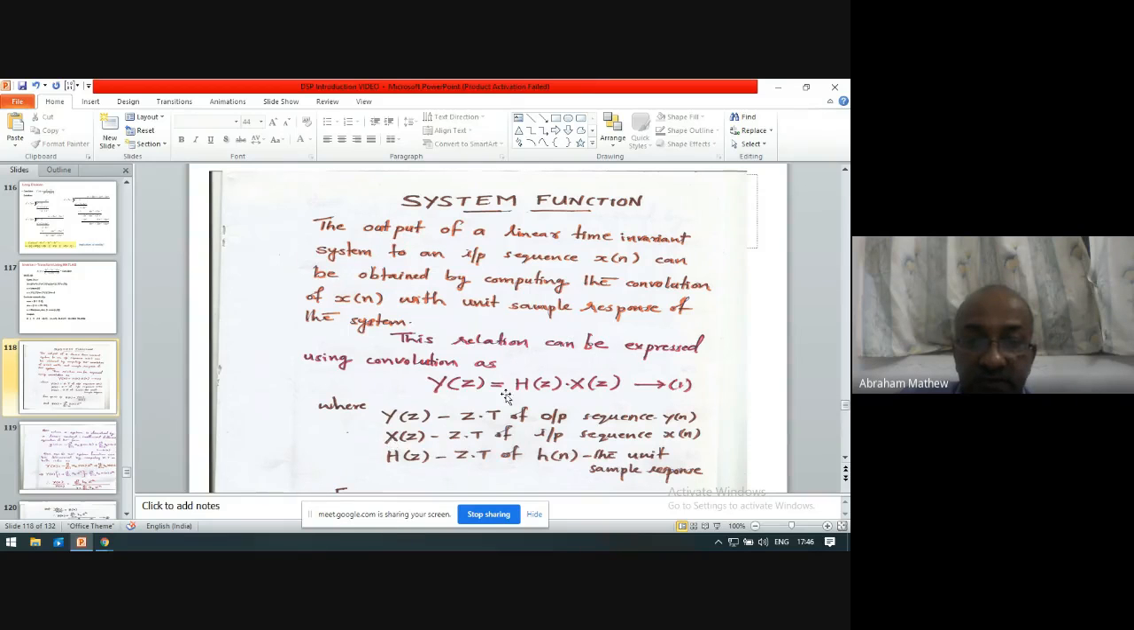What is Y of z? Y of z is the z transform of the output sequence, y of n. X of z represents the z transform of the input sequence x of n. What is H of z? It is the z transform of h of n, which is nothing but the unit sample sequence.